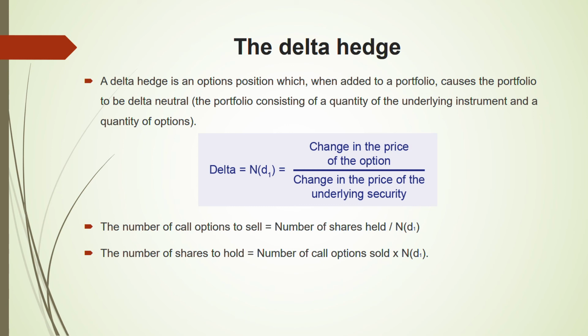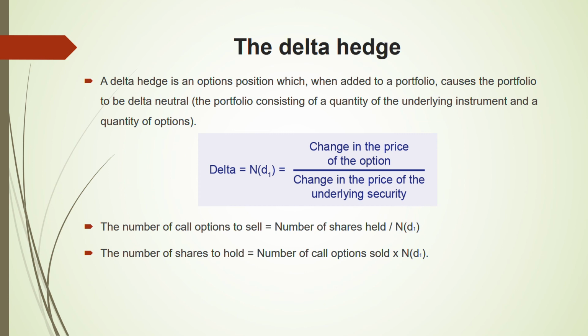Okay, so for the second one, you need the first one. To know the number of shares to hold, you should know how many call options you have to sell using the first method, number of shares held divided by N(d1), and then you have to multiply it by N(d1) to find the number of shares to hold. Make sure that you do the questions. The questions are not too many. I think only one or two questions are there on delta hedge. So make sure that you go through those questions, and mostly it's around 5 or 6 marks.